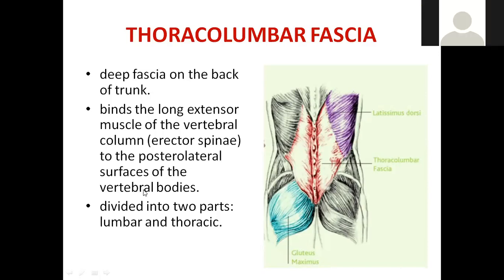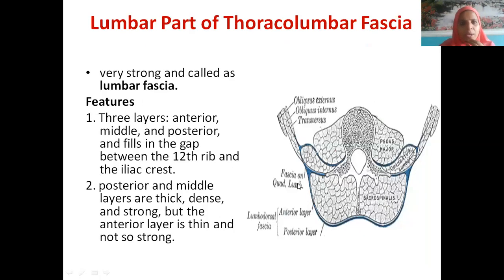Yes, ma'am. So now see here, the thoracolumbar fascia, as the name suggests, is divided into lumbar and thoracic parts. The lumbar part of the thoracolumbar fascia is very strong and is actually called lumbar fascia. So basically, it will have 3 layers. What are the various 3 layers? You don't read anything. First, let us try to understand this diagram.